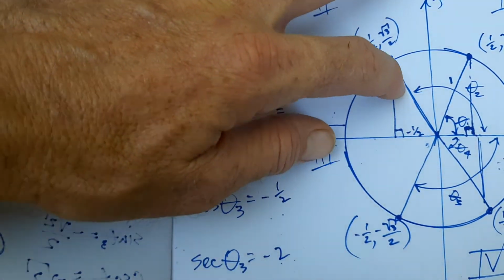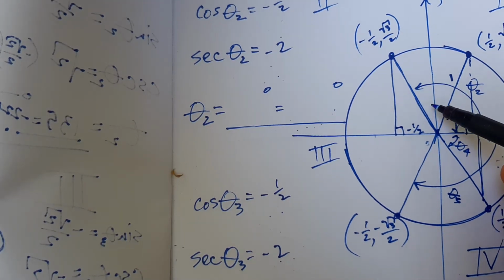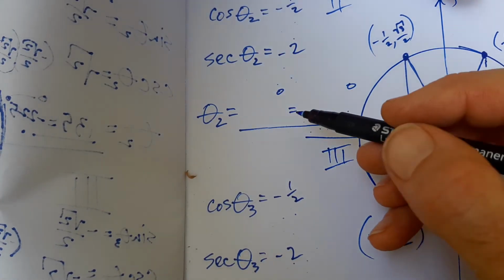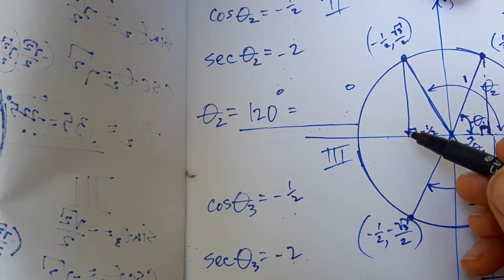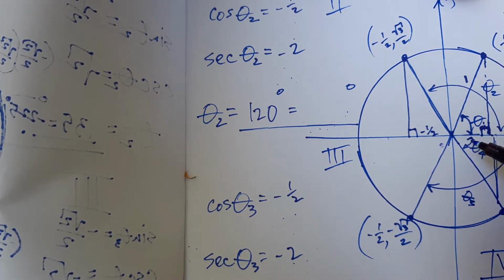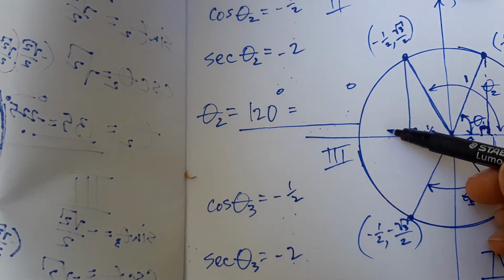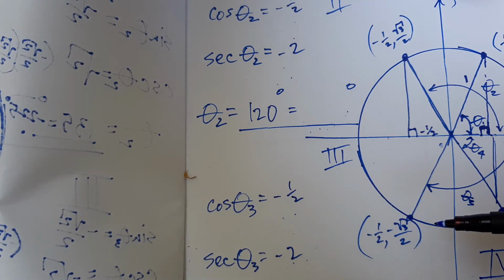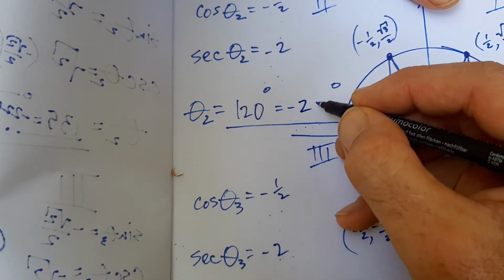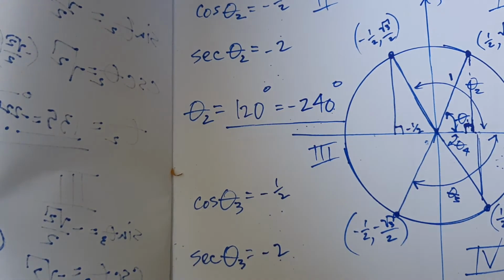And just for fun, what is this angle? Well, theta 2 would be 30 degrees plus the 90, be 120. Or you could do 180 minus 60, right? 180 degrees minus 60 gets you to 120. Or you'd be minus 180 plus minus 60, minus 240. You can double check with 120 and 240 gives me 360.